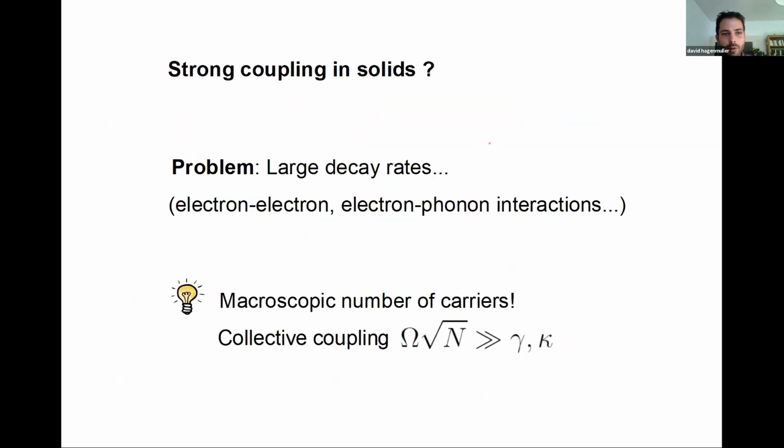But one could also wonder whether the strong coupling regime can be achieved in solids instead of atoms. The main drawback, however, is that the decay rates in solids are typically much larger than in isolated atoms because of electron-electron and electron-phonon interactions. But the big advantage of solids, though, is that they contain a macroscopic number of carriers that can collectively couple to the electromagnetic field. So in this case, the vacuum Rabi frequency is enhanced by a factor square root of n, where n is the number of coupled excitations. So this can help outweigh losses and then help reach the strong coupling regime.